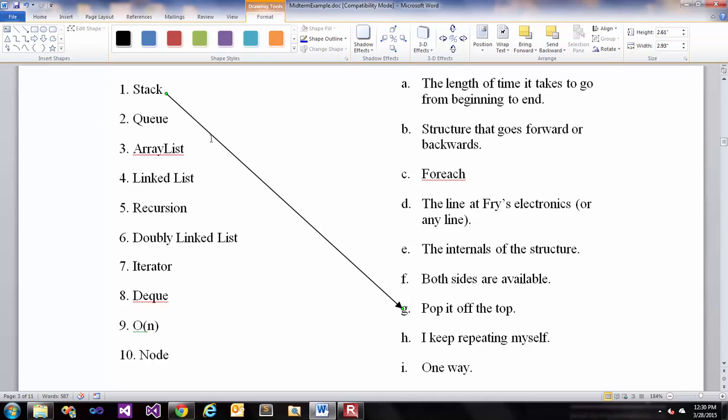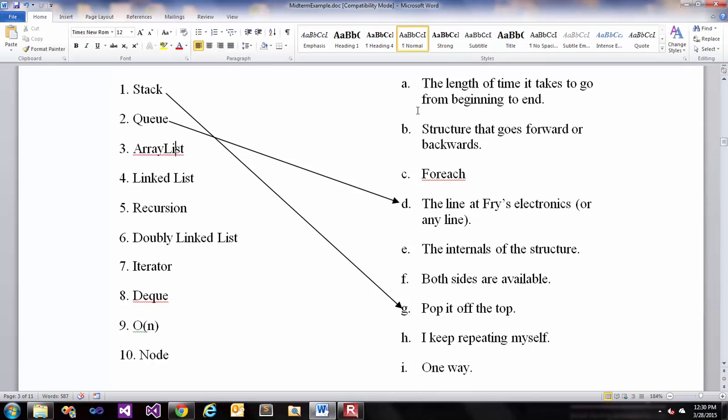Q, we talked about Q's, and there was that bread line. So if we look over here on the right, the lines at Fry's Electronics, when you check out, the first person that gets there gets the first cashier, so first in, first out, and so a Q matches that excellently. So let's draw a little line there. So Q points out to the line at Fry's.